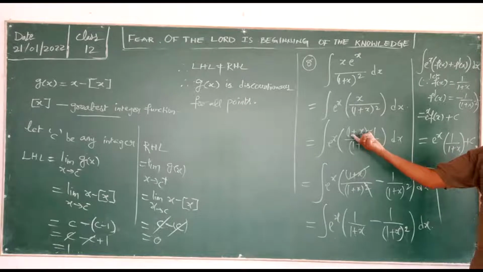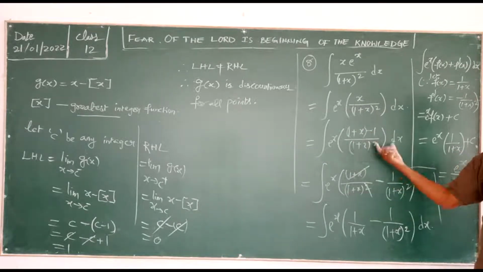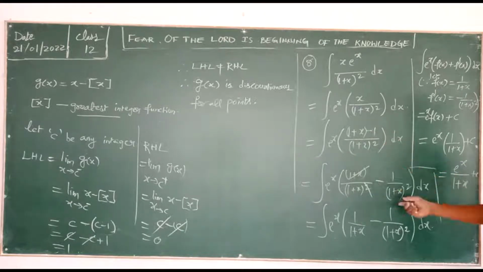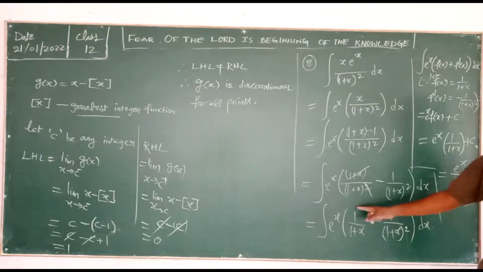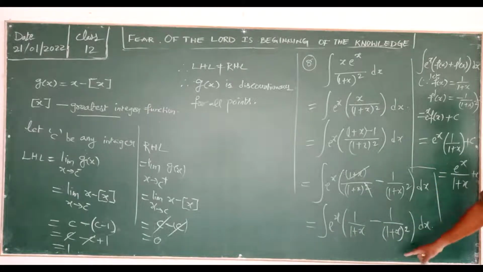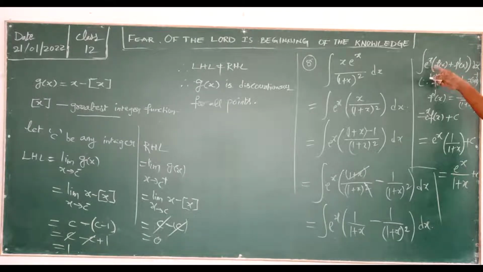So after doing this, (1 plus x) upon (1 plus x) square, then separate both, minus 1 upon (1 plus x) whole square, just 1 upon (1 plus x) whole square. And this we thought of as f of x, then this becomes f dash of x. So f of x is 1 upon 1 plus x, which we can write as (1 plus x) whole power minus 1. Then apply the x power n formula, you get the answer. That is the reason we have one formula: integral e power x into f of x plus f dash of x into dx is nothing but e power x into f of x. So e power x into f of x is nothing but 1 upon 1 plus x, plus c. So your 8th problem is finished.